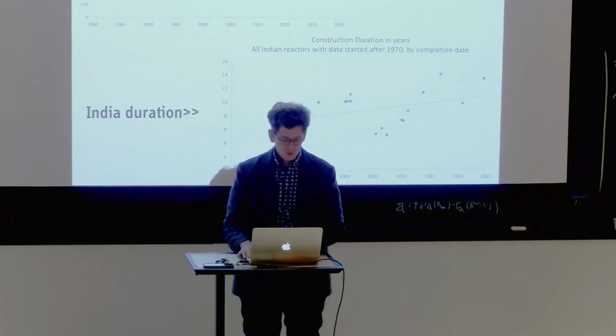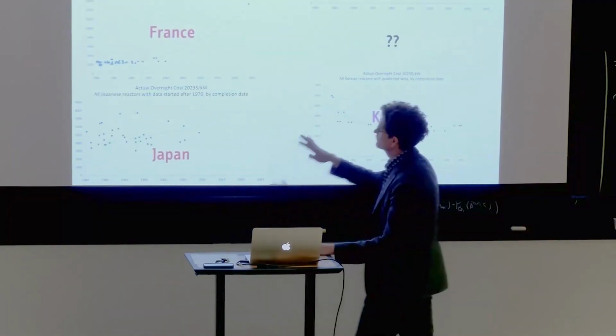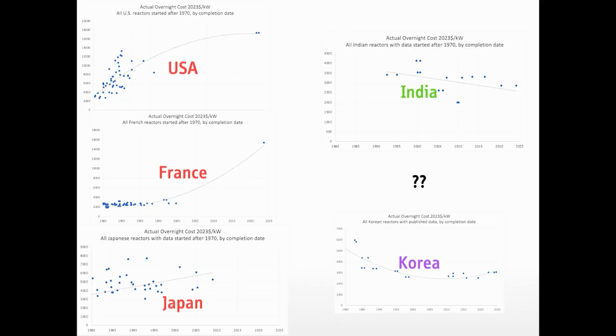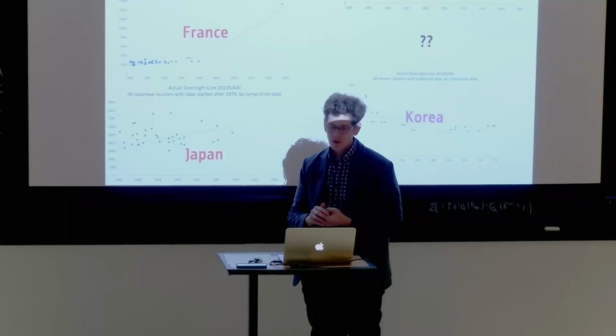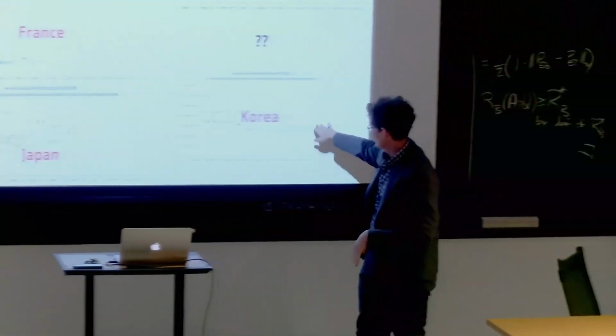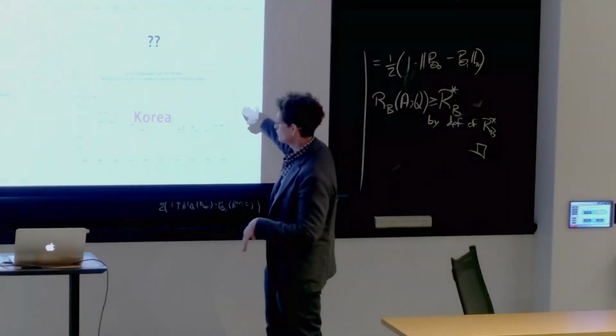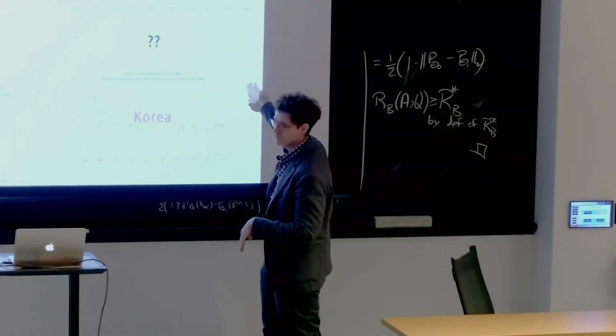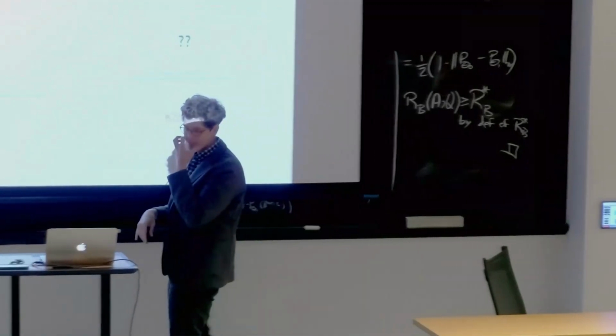So if we step back and look at all the countries, we see that all the major nuclear countries, USA, France, Japan, costs have been going up. India, the costs have been coming down. Korea had costs going down for a while, but they've turned and their new predicted costs are way up here, $9 billion a reactor.